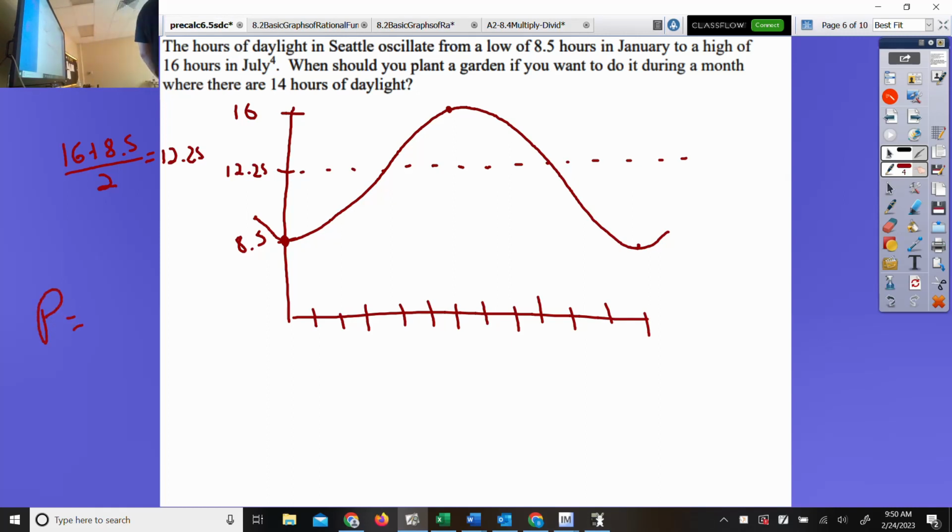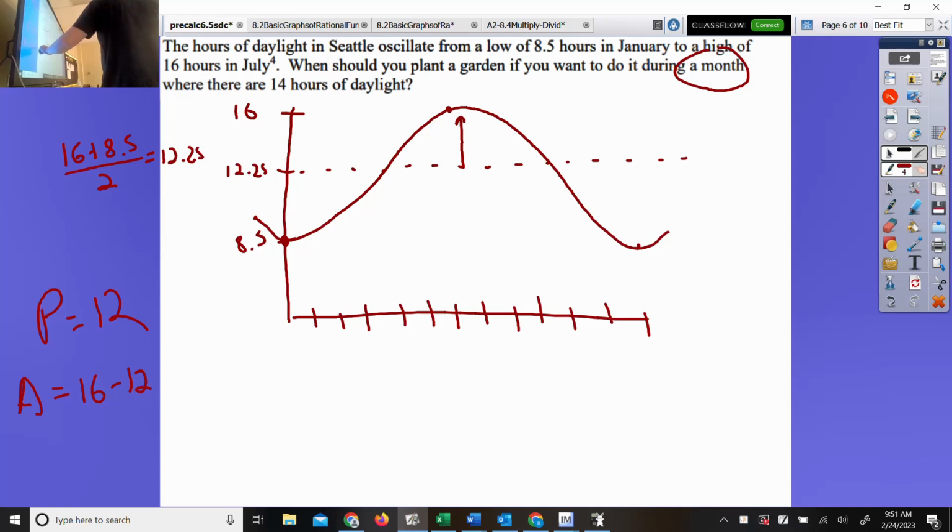You can either do your period using days, but given what they want here, they want you to decide basically what month you're going to plant your garden. So you can do a period using 365 days, or you can do a period of 12 months. 12 months in a year. Okay, so your period's 12 months. What else do we need to decide? We need to figure out the amplitude of this graph. Your amplitude would be the high value, take away the midline. That is 3.75.